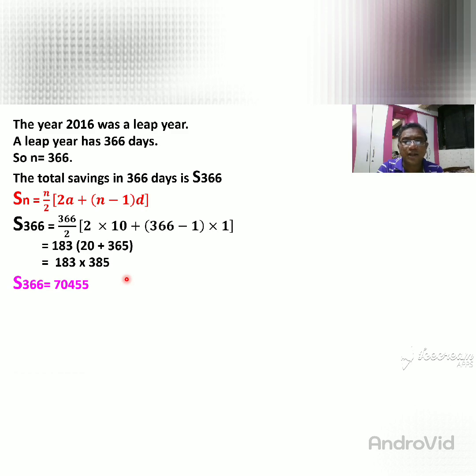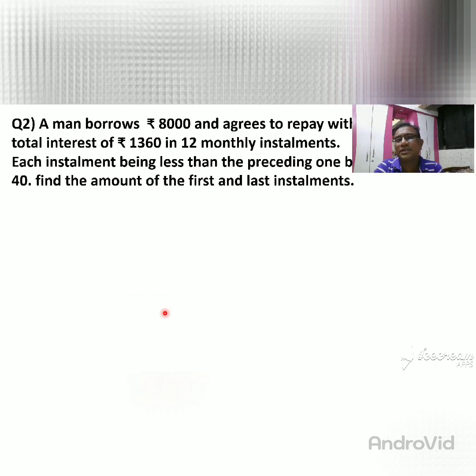So see, 183 into 385, you are getting the answer 70,455. So 70,455, that is the saving amount of Sanika in the year up to 31st December 2016. In such a way, she is saving that much amount, 70,455. Anyone having doubts in this problem? If you have doubts, you can give your feedback on the WhatsApp number. Then we can see the second problem.